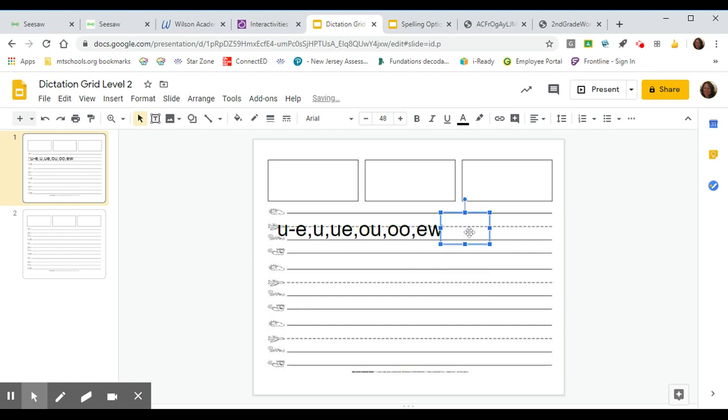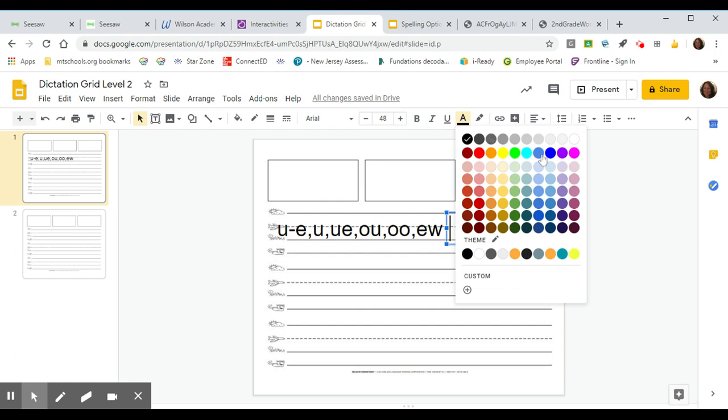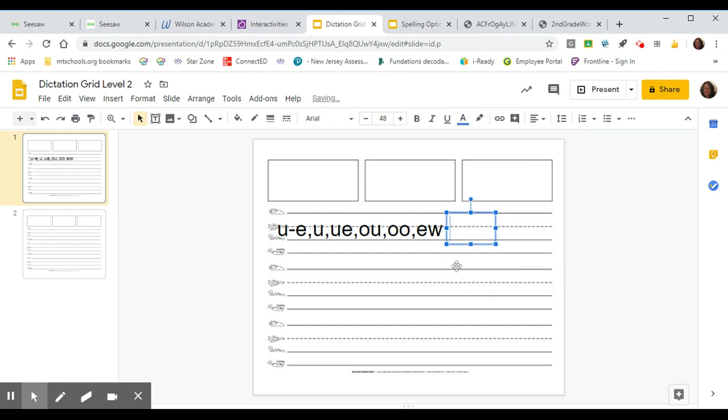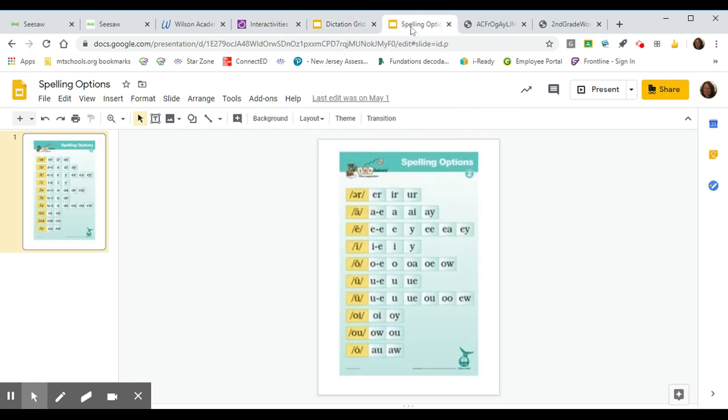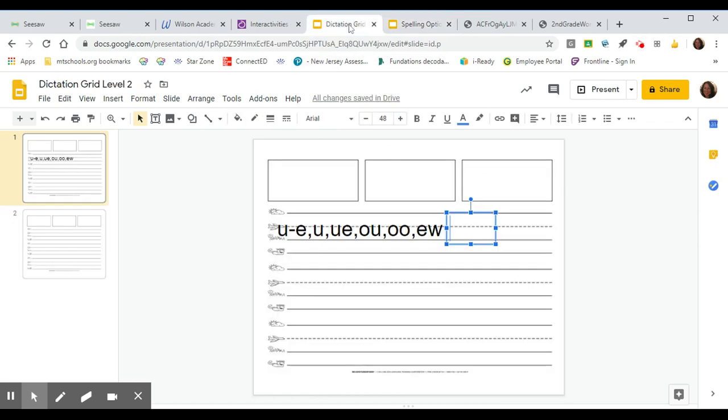The next sound. What says oi? Oi. I'm going to change my font color, that way we don't confuse. So again, if I were to go over here, oi, O-I, and O-Y.